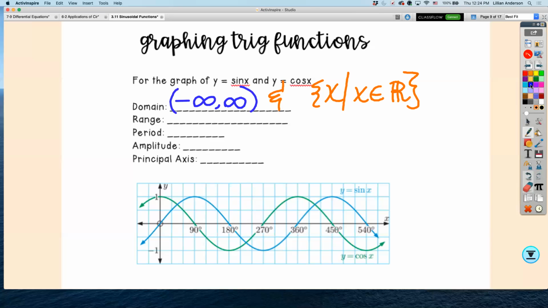Now the range corresponds to how low, how high the graph goes. What's the lowest that either graph goes? What's the highest? So my range is from -1 to 1. But are those included? Yes, they are. Because remember, I had a max at +1, a min at -1 on both of these. So I need what around the ones? Brackets.